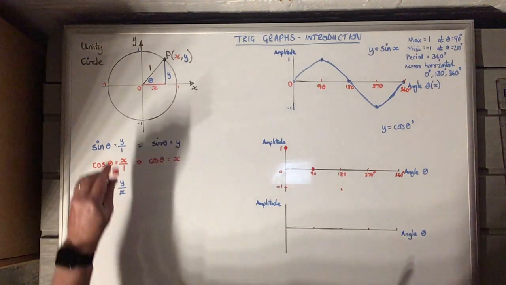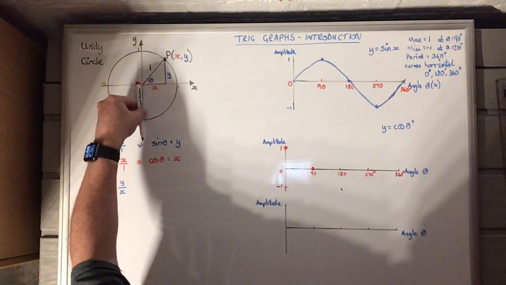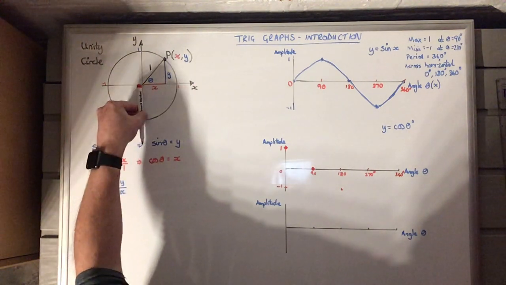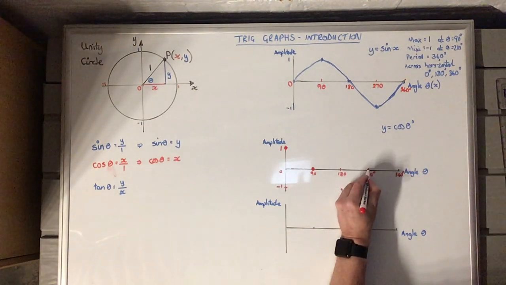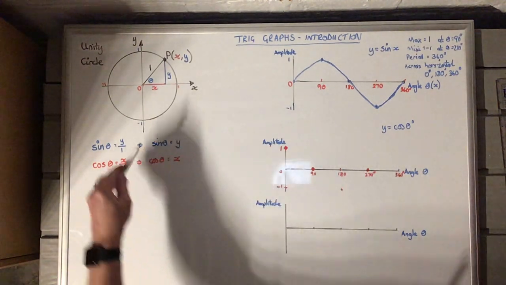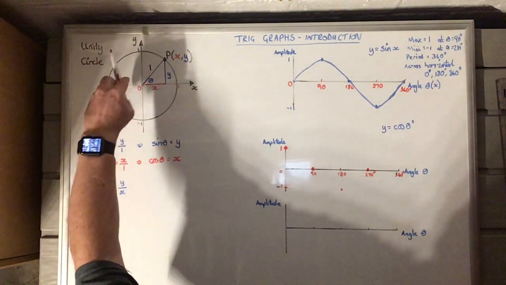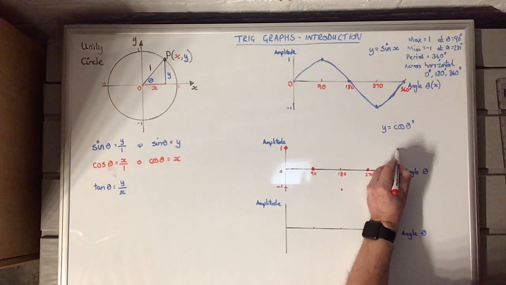At 270, as we rotate round here to 270, remember it's the x coordinate, it's the horizontal. That's 0 again because that's a vertical line down the way. So it's going to be 0 again. And when we get back to 360, well, that's the same as 0 degrees really, isn't it? Because you just went one complete revolution. We're back at 1, so it's up here somewhere.